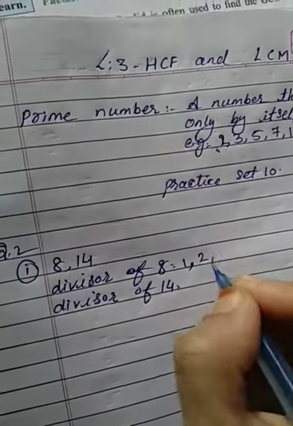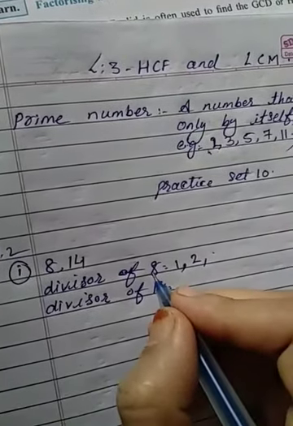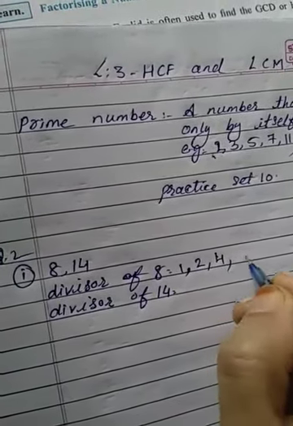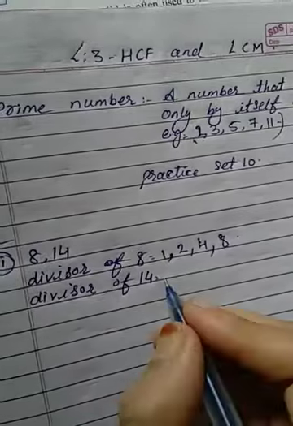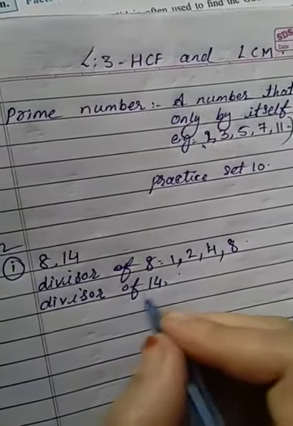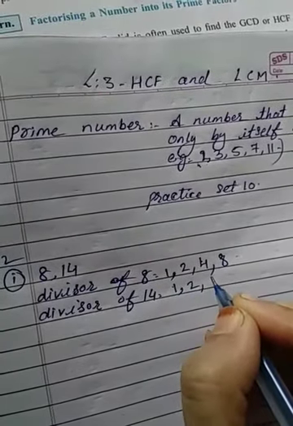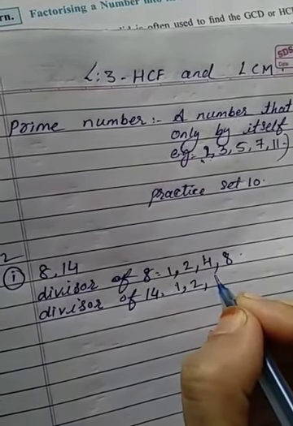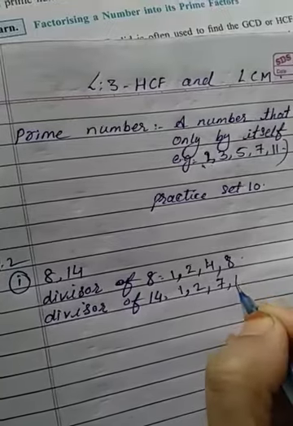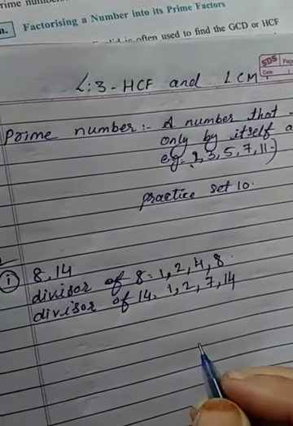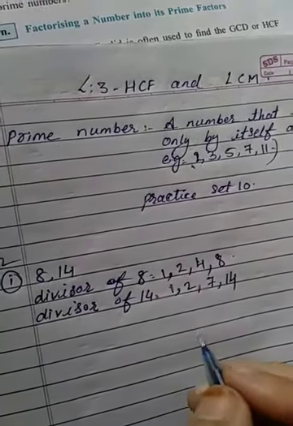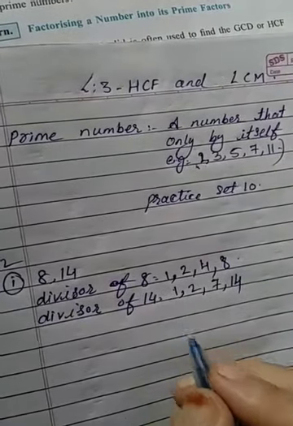Then 2. 3 के टेबल में ये नहीं आता है 8. Then 4. Then 8. 14. What are the divisors of 14? 1, 2, then 7 and 14.